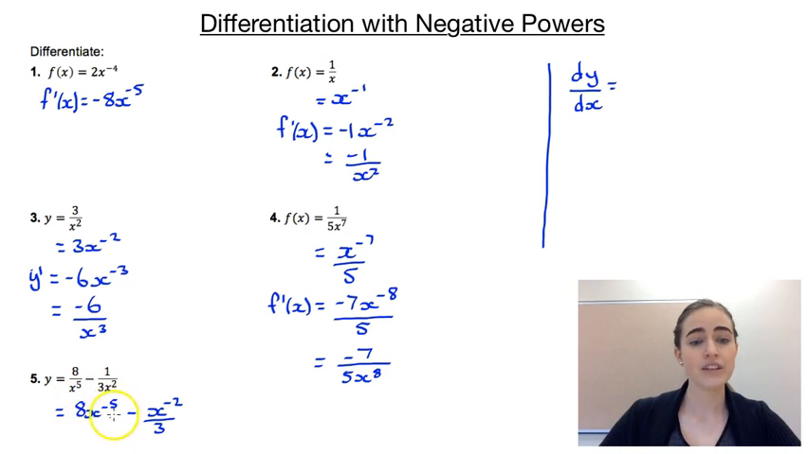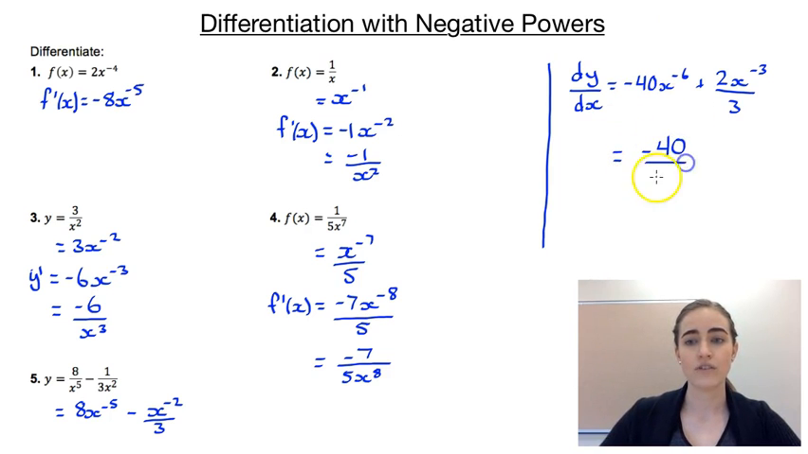If we do that for the first term, we'd have 8 times minus 5, which gives us minus 40, x to the power of minus 6. And for the second one, we've actually got a minus 1 times minus 2, so we'd have plus 2, x to the minus 3 over 3. Just rewriting that again so we've got positive powers, we'd have minus 40 over x to the 6 plus 2 over 3x cubed.